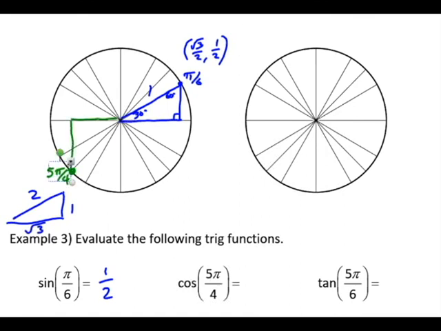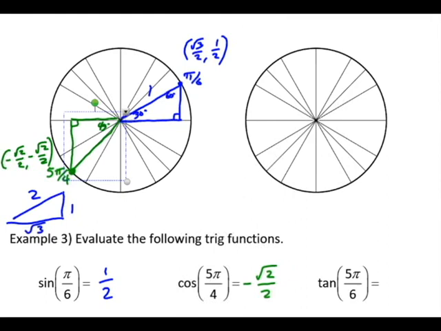We'll drop a perpendicular. That's our 45, 45, 90 triangle. And so we can get the coordinates as negative root 2 over 2, negative root 2 over 2. Cosine looks for the x value. We're there.